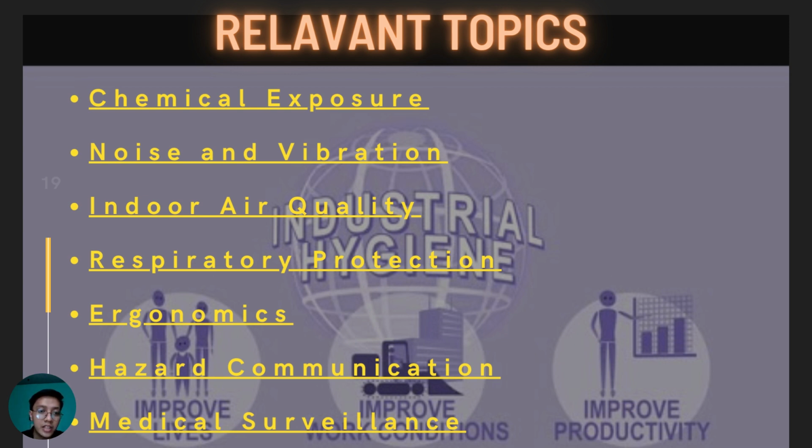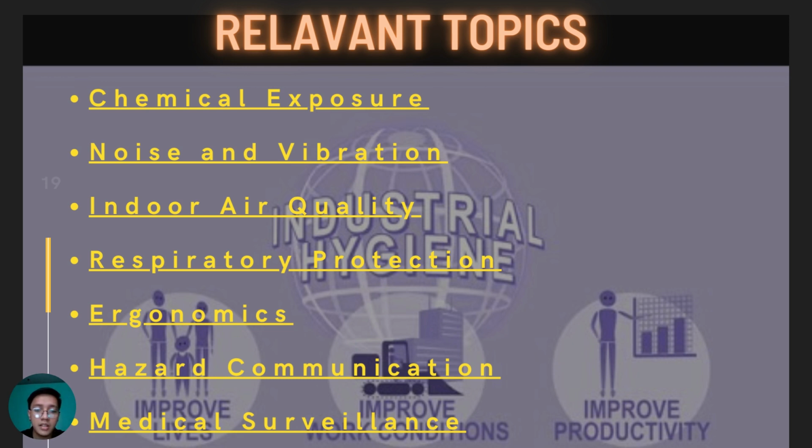Number 4 is respiratory protection. This topic also covers the use of personal protective equipment, or PPE, such as respirators, to protect workers from breathing in hazardous substances. Followed by ergonomics. This topic covers the evaluation and control of ergonomic hazards in the workplace, including poor workstation design, repetitive motion injuries, and musculoskeletal disorder.